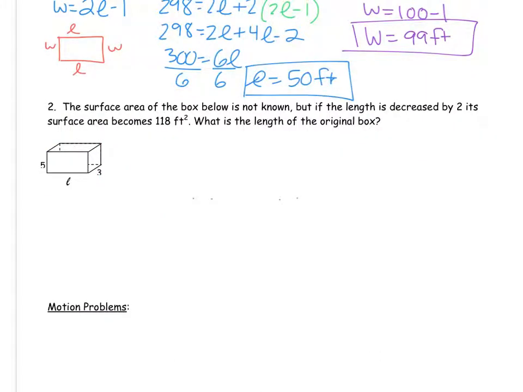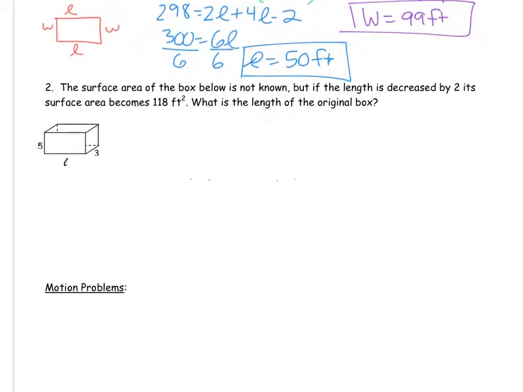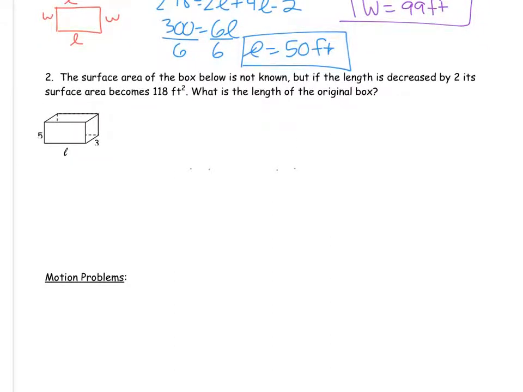Alright, now let's look at number 2. The second question says the surface area of a box below is not known, but if its length is decreased by 2, its surface area becomes 118 feet squared. What is the length of the original box? Okay, so this problem is asking us to deal with surface area of a rectangular prism.